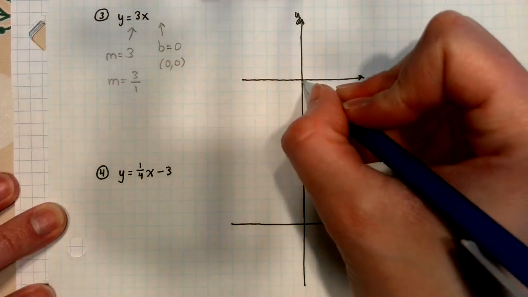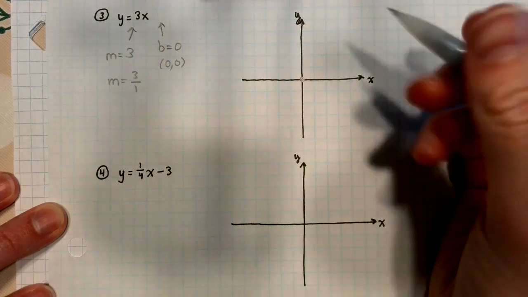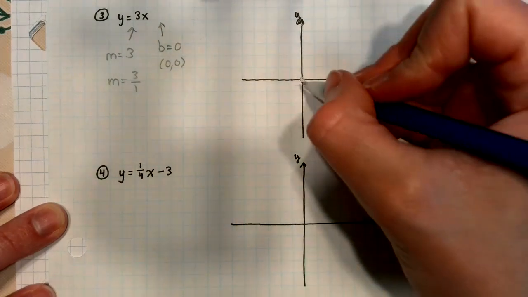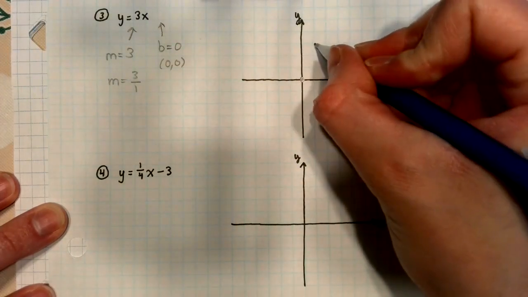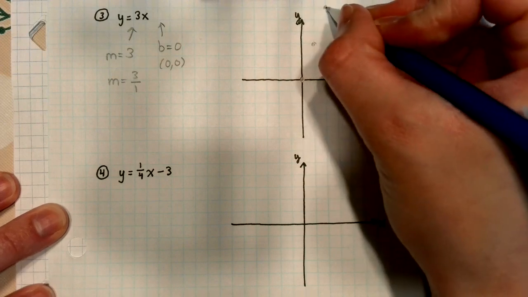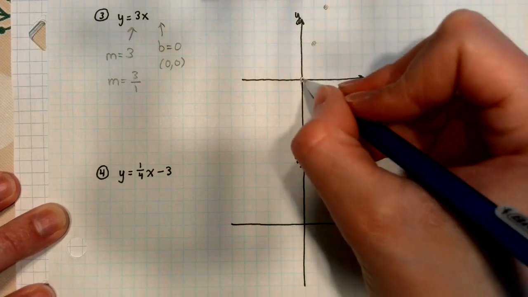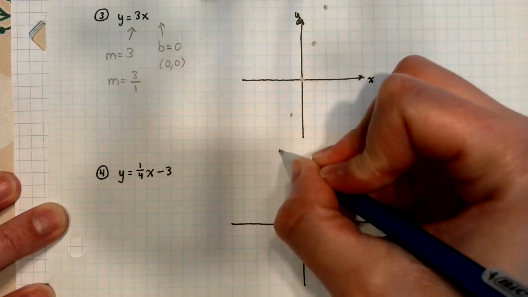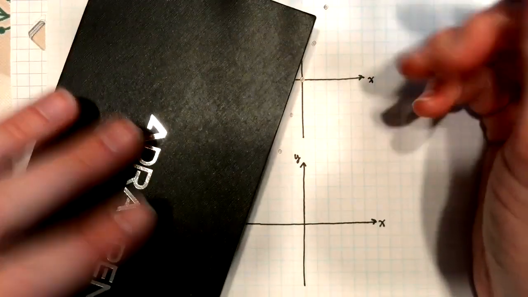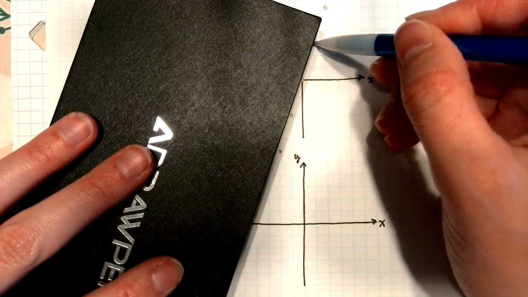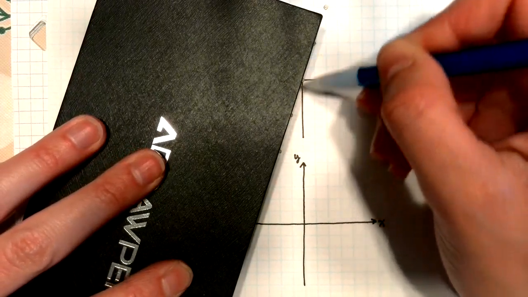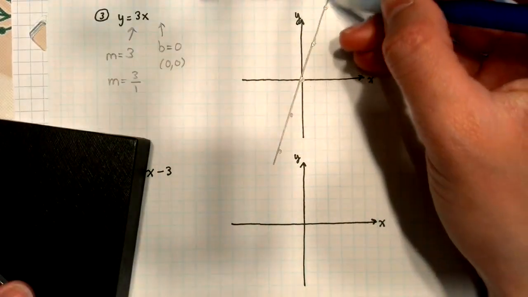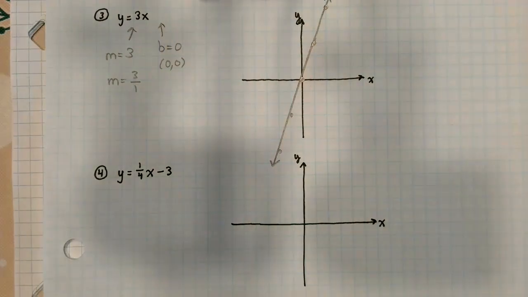So we're starting at the origin, (0, 0). And then my slope tells me that I'm moving up 3 to the right 1. Up 3 to the right 1. And then we can work our way backwards. And then now we can connect these points. And then there's our graph of y equals 3x.